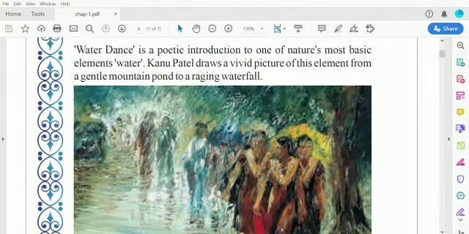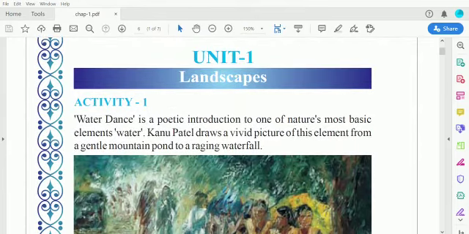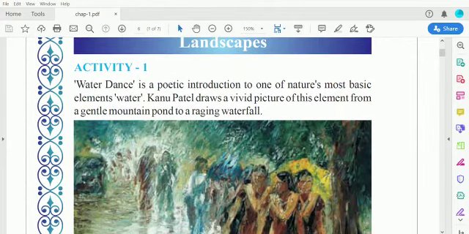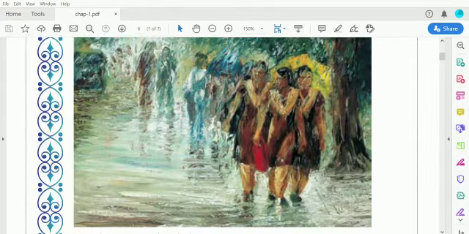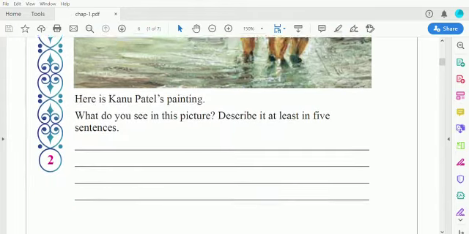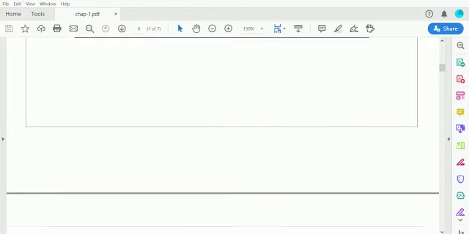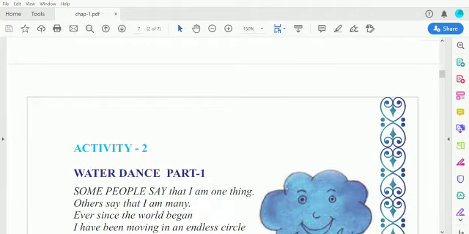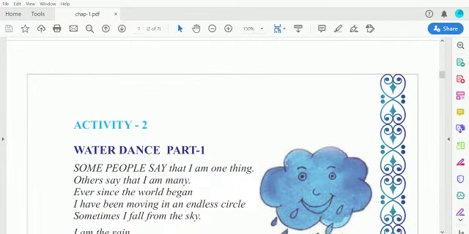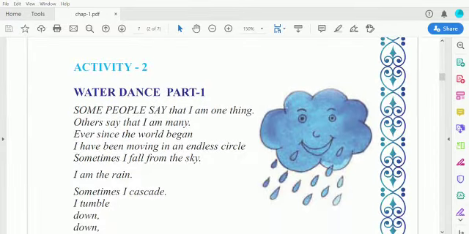So first you should know what landscapes are. Children, landscapes means the nature that you see around. They are called landscapes. It may be a mountain, river, lake, anything that is nature. So that is called landscapes.